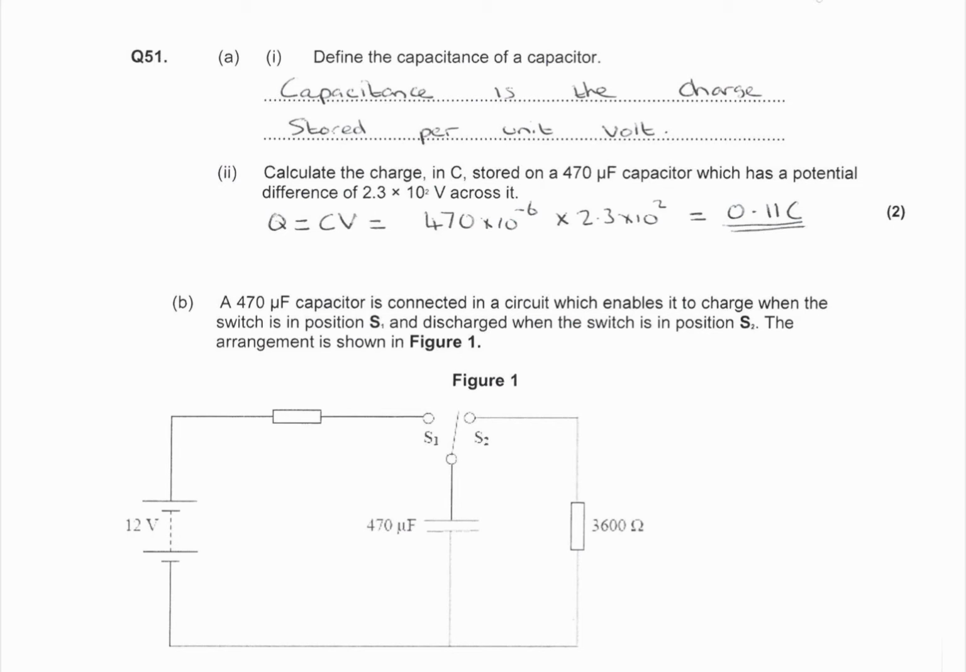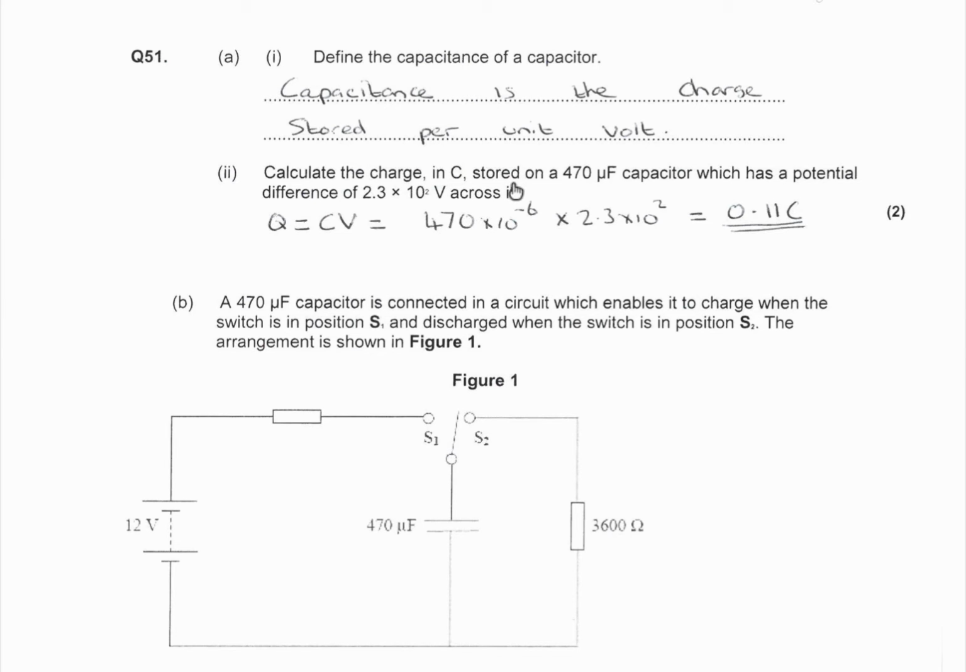Okay, so this is question number 51 of the Fields and Capacitance homework booklet. In the first part of part A, you're simply asked to define the capacitance of the capacitor. So the capacitance is simply the charge stored per unit volt. That's just a definition that is in your notes and you just have to learn. And if you write that down, that gives you 1 mark.